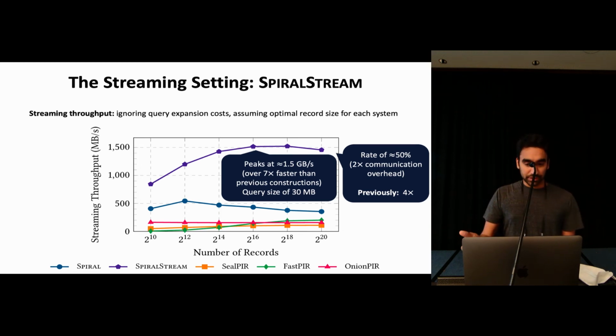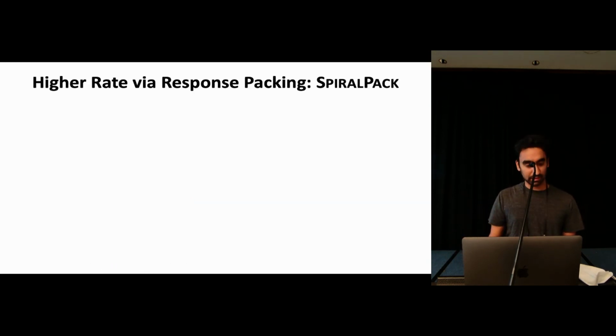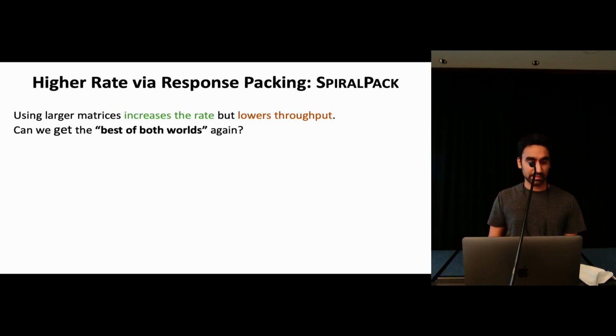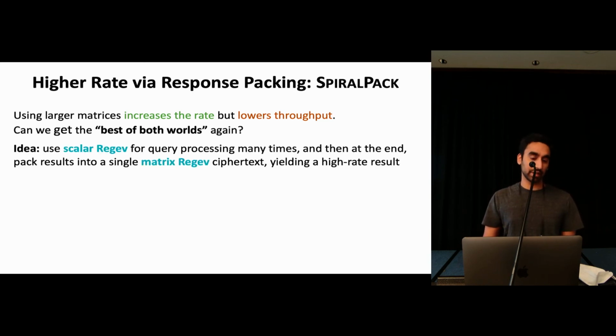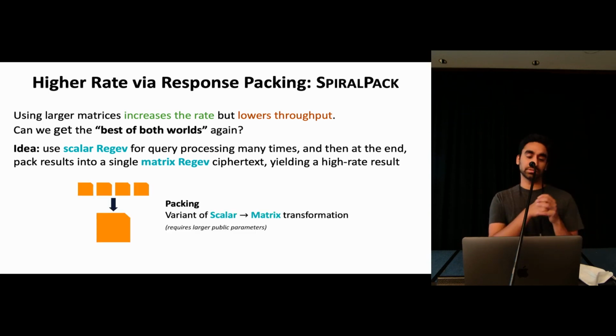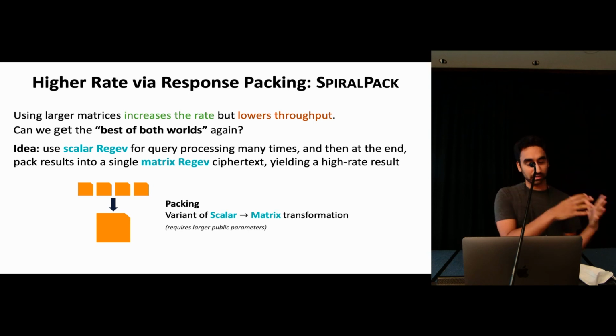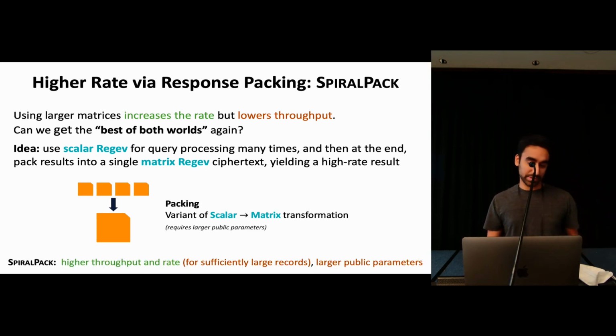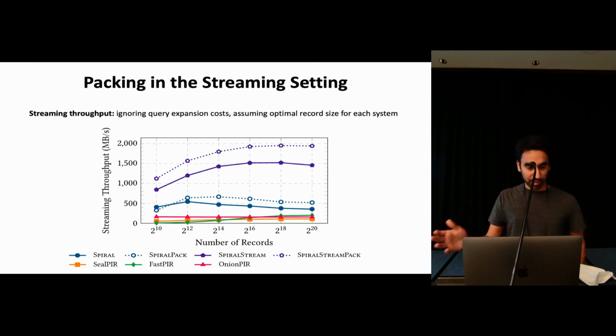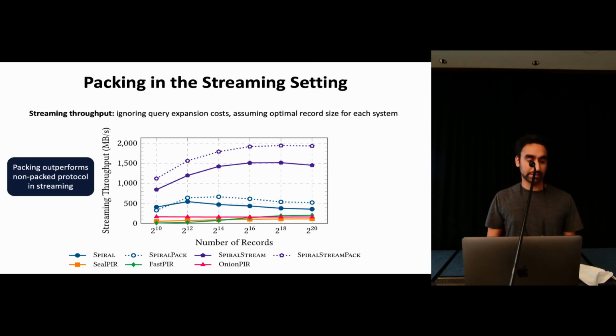So a natural question we ask next is, okay, it's at 50%. Can we make the rate even higher? So we kind of reflect back on our scheme and ask, can we make the rate higher? So using larger matrices does make the rate higher, but it lowers the throughput. So the idea for a packing transformation is to use a small ciphertext during processing and pack into a large one at the end. And so we do that. It gives us larger public parameters, but better throughput.